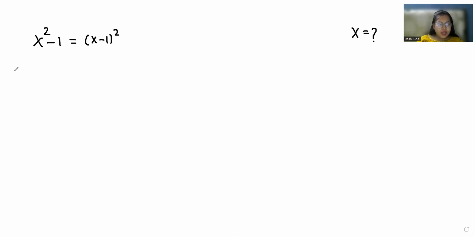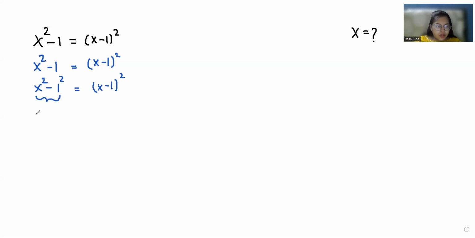My name is Rashi Goel and in this video we are going to solve x square minus 1 is equal to (x minus 1) whole square, and we have to find the value of x. So let's start with today's video solution. So x square minus 1 is equal to (x minus 1) whole square. So x square minus 1 we can write it as x square minus 1 square is equal to (x minus 1) whole square.